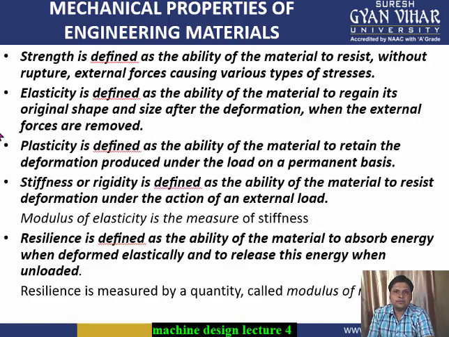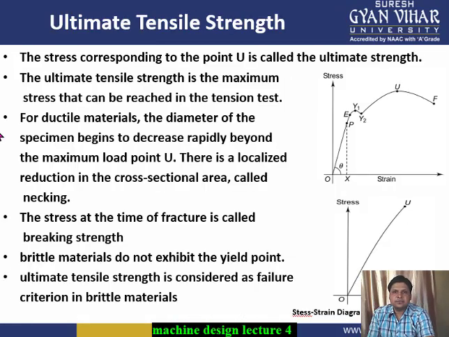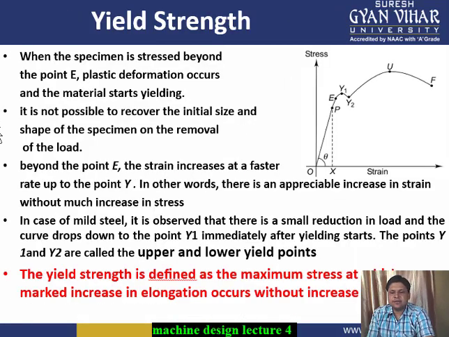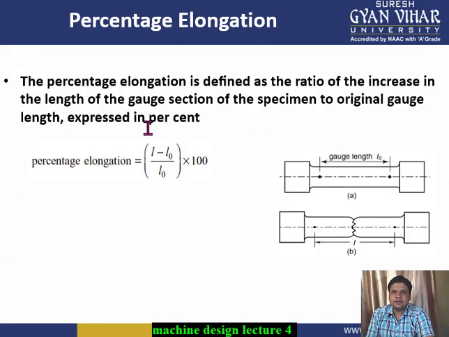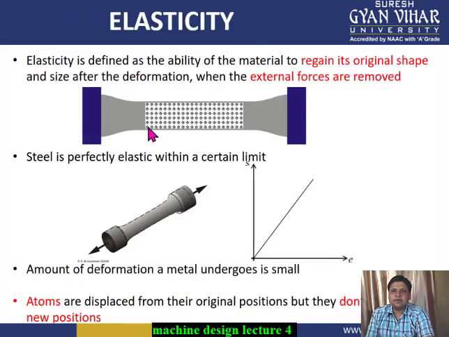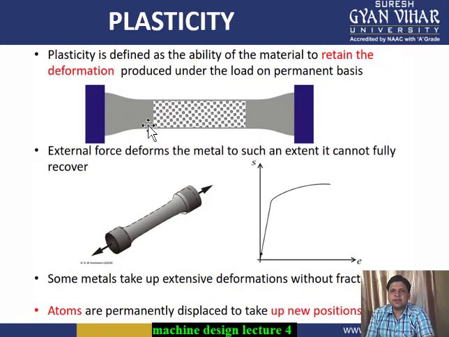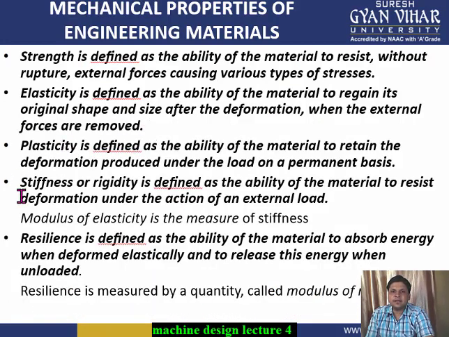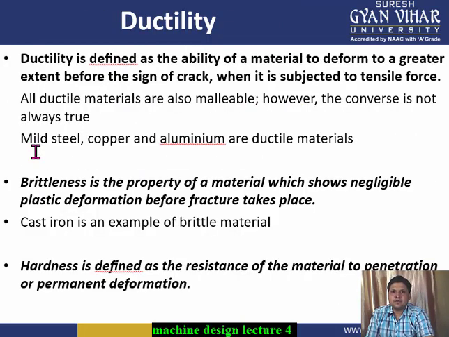So what I have told you, first of all, the stress strain diagram. The whole understanding of the stress strain diagram is very important for you all. Then all the points: elastic limit, proportional limit, yield point, ultimate tensile strength point, and failure point. These are all very important for you to keep in mind. Then mechanical properties like elasticity, plasticity, stiffness, resilience, strength, toughness, ductility, brittleness, hardness.